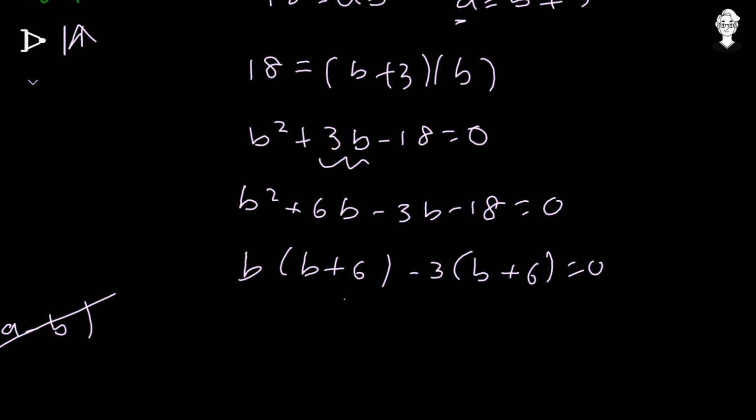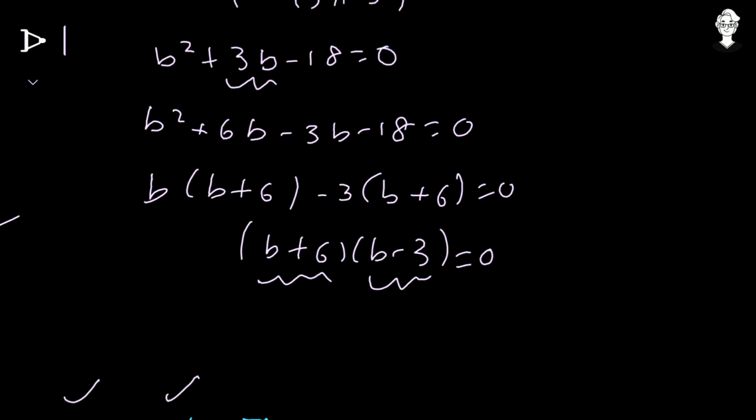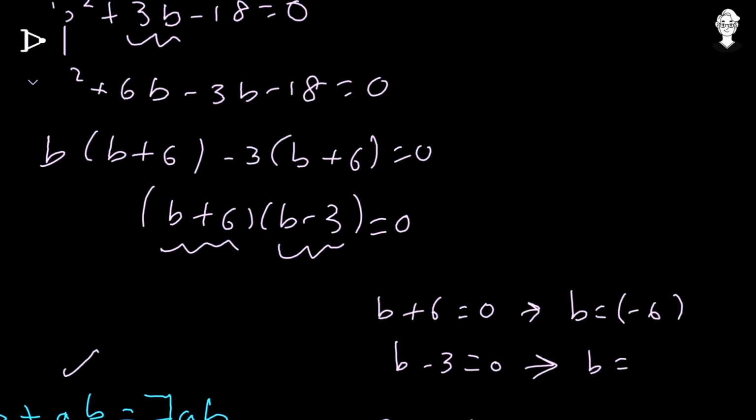So from here we have that (b plus 6) times (b minus 3) is equal to 0. So either this is equal to 0 or this is equal to 0. If b plus 6 is equal to 0, this gives me that b is equal to negative 6. If b minus 3 is equal to 0, we get that b is equal to positive 3.